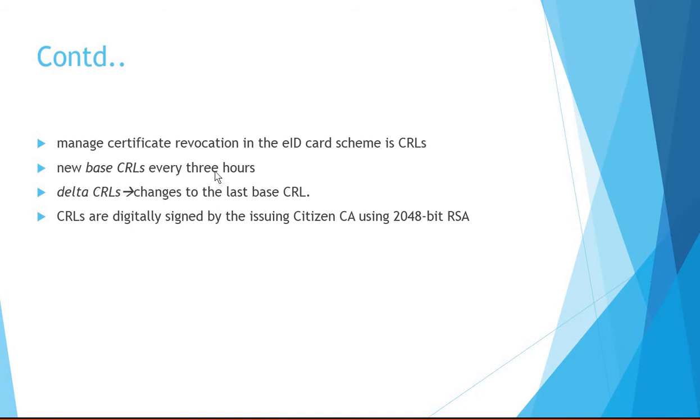Every time, the CRL will be renewed. A new CRL will be created every 3 hours, and that will be called a delta CRL, whatever we are changing. That will be stored into the latest base CRL. The certificate revocation list contains the people whose EID certificates are revoked. All those details will be written here.